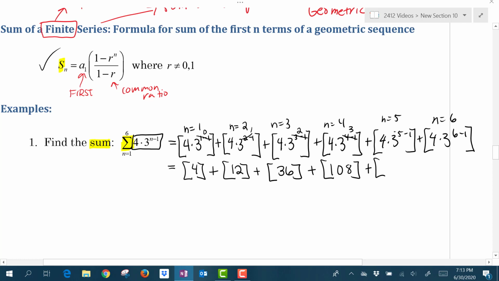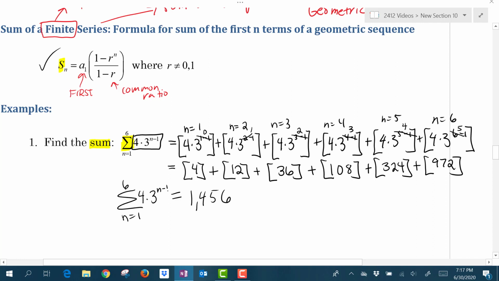3 to the power of 5 minus 1, so that's really 3 to the power of 4. 4 times 3 to the power of 4 gives me 324. Okay, you're welcome to use your calculator for all of these. 3 to the power of 5, 972. Alright, now if I put all 6 of those numbers into my calculator and add them together, I get 1,456. So we can say that the sum of the first 6 terms of this sequence is equal to 1,456.